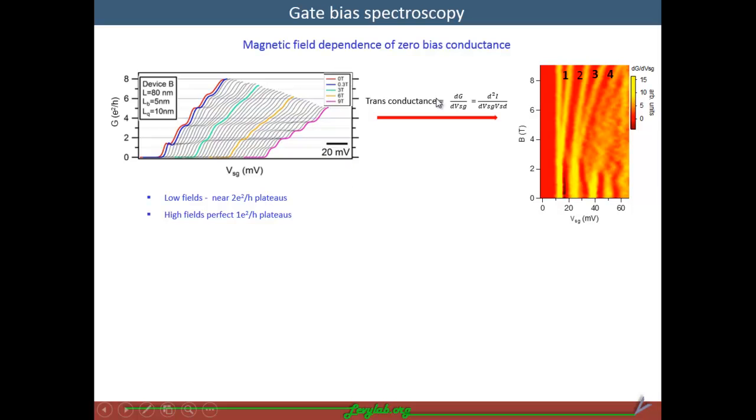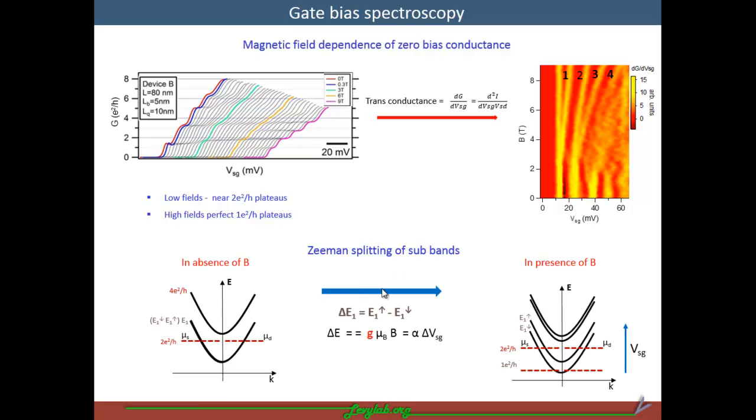We further analyze the transconductance data, which is obtained by taking a derivative of the conductance. The data is shown here. So it is clear from this data that the first e square over h plateau is splitting from 2 e square over h, and the 3 e square over h plateau is splitting from 4 e square over h values. So we attribute this further plateau splitting to Zeeman splitting of these subbands.